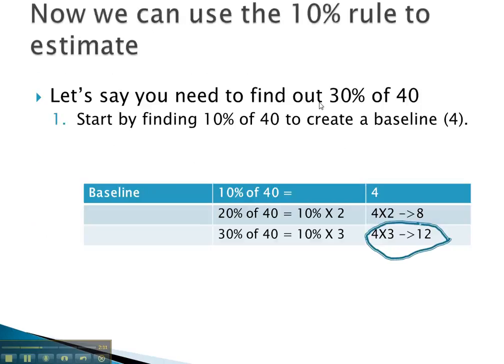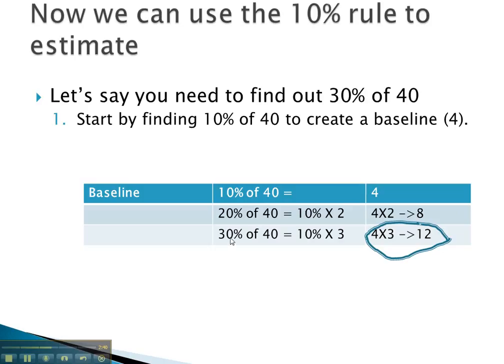So now we can use the 10% rule to estimate. Let's say you need to find out 30% of 40. Start by finding 10% of 40 to create a baseline. So 10% of 40 is 4. All right? Now you can build up. 20% of 40 is just 10% times 2, right? Or if you like repeated addition, because you don't like multiplication for some reason, it's 10% plus 10%. And if 10% was 4, then that's going to give you 8. So 20% of 40 is 8.